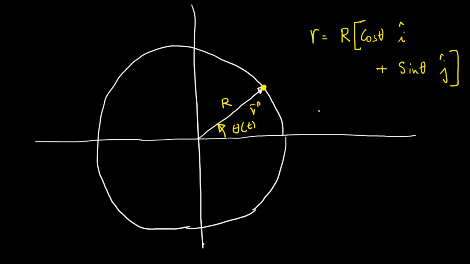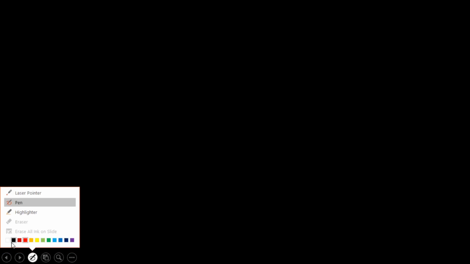Okay, now this is r, and if I just do the standard projections, this is your r sine theta, that's the j component, and this is your x component, which is r cos theta. That's the way we've been looking at it. Right, now the question is, what is v and what is a? So let's do this quickly now.